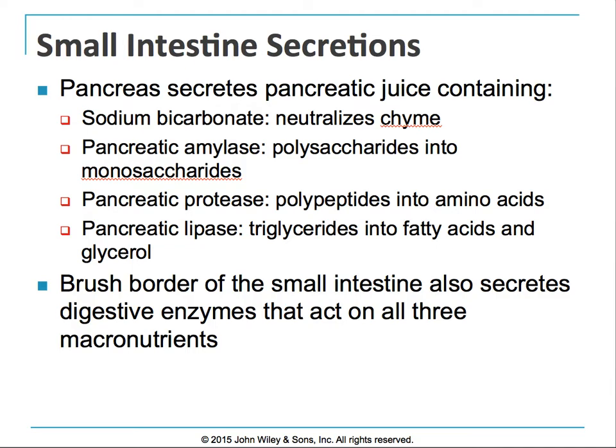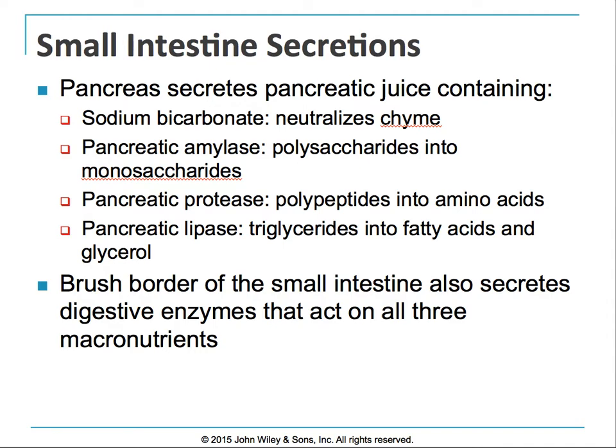The pancreatic juice also contains pancreatic protease. There's that -ase again, so we know it's an enzyme. Protease is responsible for breaking polypeptides down into amino acids. So protease breaks down proteins. Polypeptides, we'll talk about more when we talk about proteins, but polypeptides are large protein molecules. So the protease works to take those large protein molecules and break them down into individual amino acids.